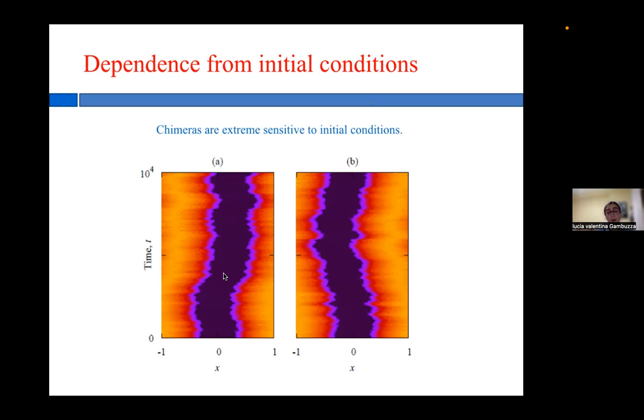So one of the most important points in chimera states is how to properly identify the units and how to properly say if a unit at the end belongs to the coherent or to the incoherent domain. And this is a critical point because it strictly depends on initial conditions. So the final behavior of your system is extremely sensitive to the choice of initial condition.